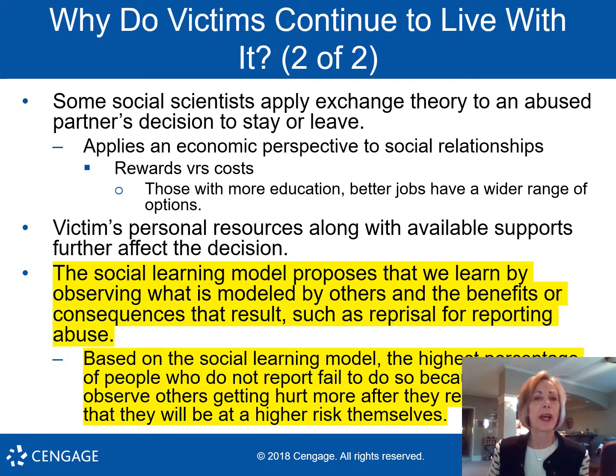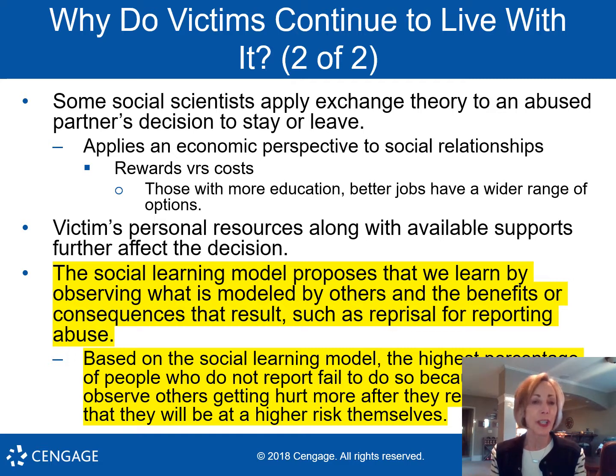Some social scientists apply the exchange theory to an abused partner's decision to stay or leave. This is applied to the economic perspective. In other words, what's the reward versus the cost? And what we have learned is that those with more education and better jobs have a wider range of options, so they often are the ones that are more likely to get out of those situations. Victims' personal resources, along with the available support they have, further affects that decision. So if they have friends or family that are supportive, then they may be more likely to get out of an abusive situation.